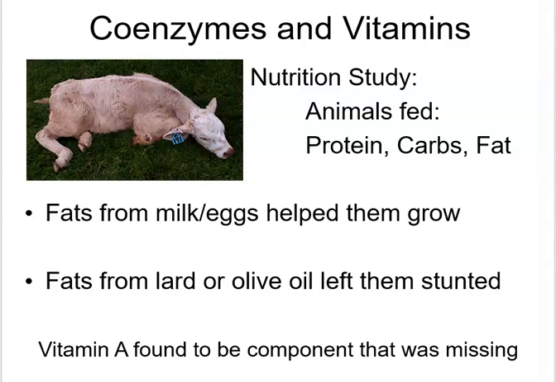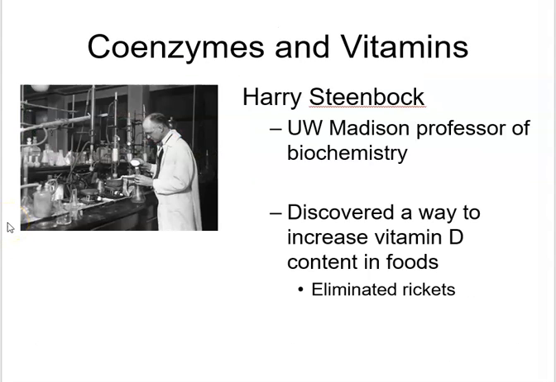So from that milk fat, researchers were able to isolate vitamin A, and this led to methods that helped push nutritional science into the modern era, understanding what we eat and why we need to eat those things. A lot of this nutrition started at UW-Madison. Harry Steenbock, who has a building named after him, studied coenzymes and vitamins within our diets. And he discovered a way to increase vitamin D content in food, which allowed us to eliminate rickets.